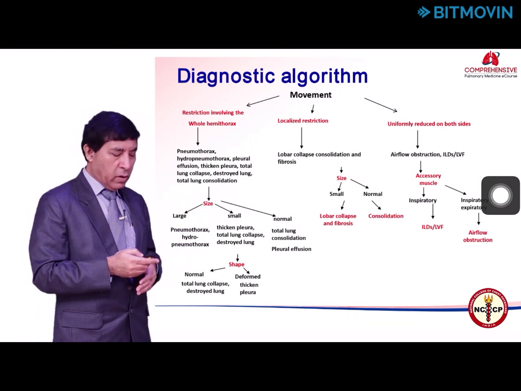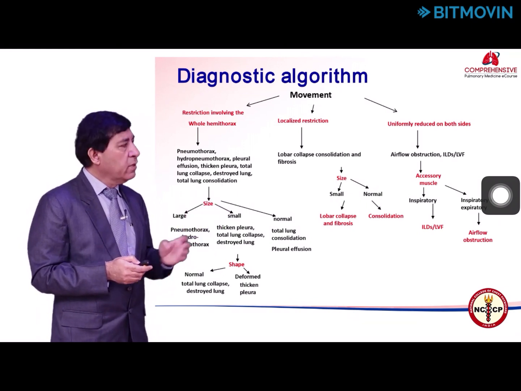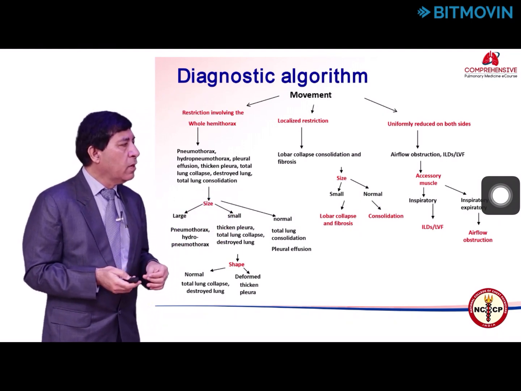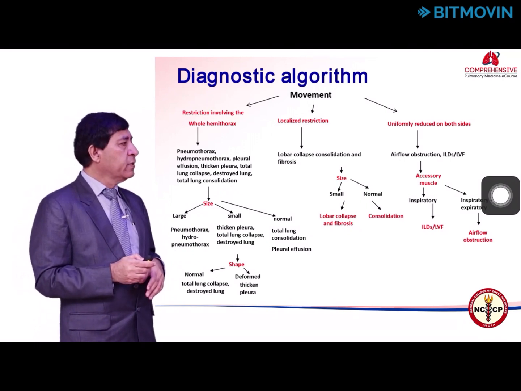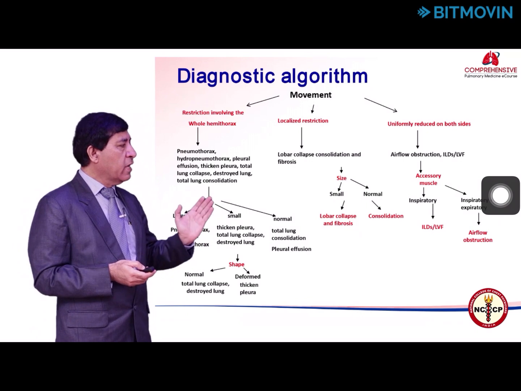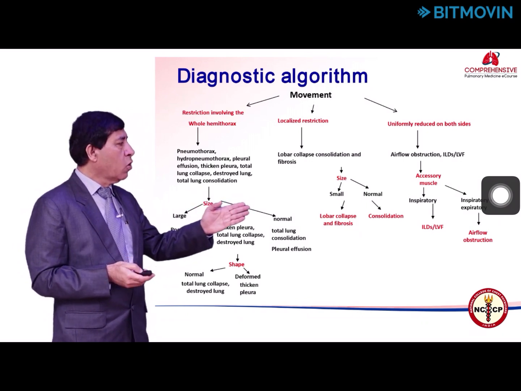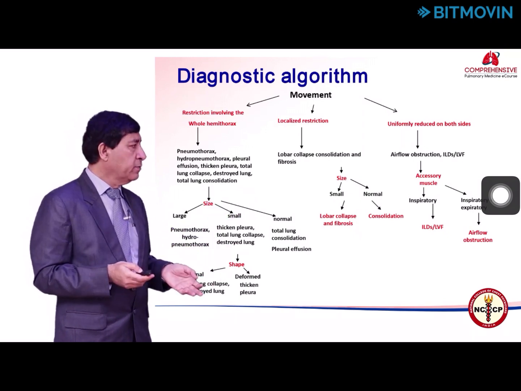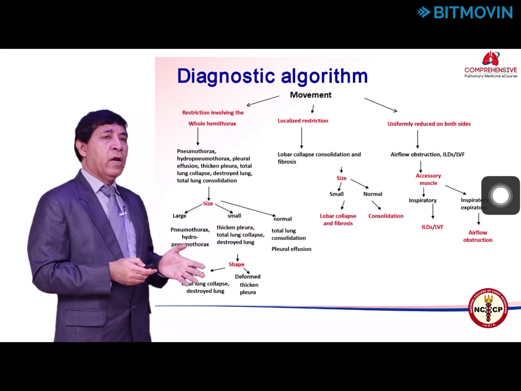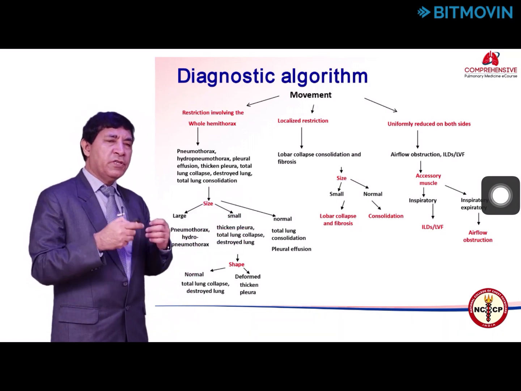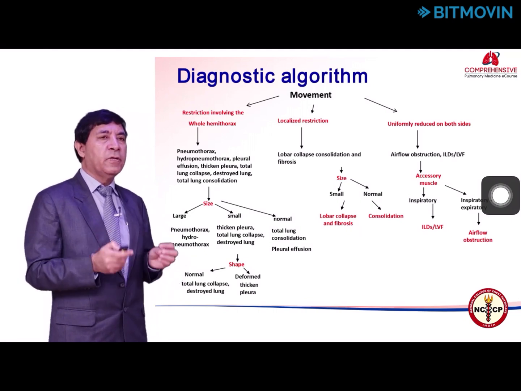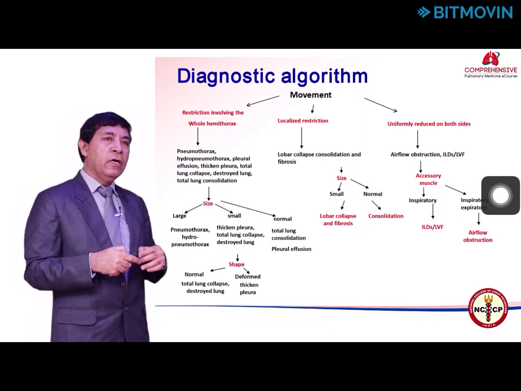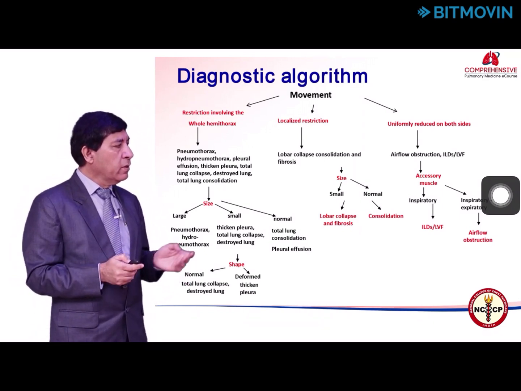Similarly, when you have a localized movement, again you look for the size. If the size is small, then either it is a lobar collapse or fibrosis. If the size is normal, it is due to consolidation. And the third thing, after the size, you should look for the shape. If the shape is deformed, then the patient has either a thickened pleura, collapse or destroyed lung, or if the shape is normal, that also indicates that this patient is most likely having parenchymal disease, because shape is deformed in patients with pleural disease and particularly the thickened pleura.